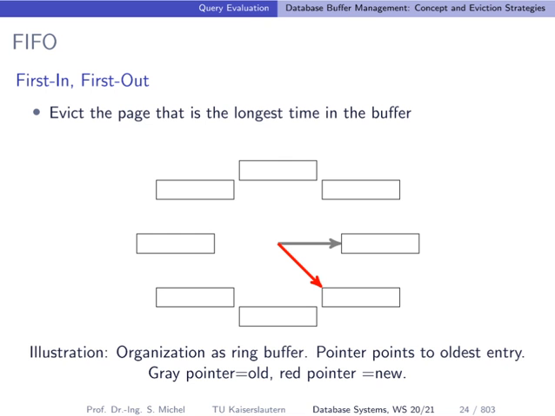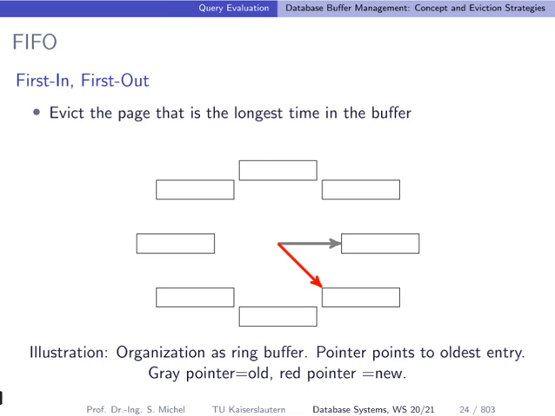So the first strategy is called FIFO, first in, first out. And the idea is very simple. We somehow keep track about the insertion times of the pages, and we always kick out the page that has been for the longest time inside the buffer.